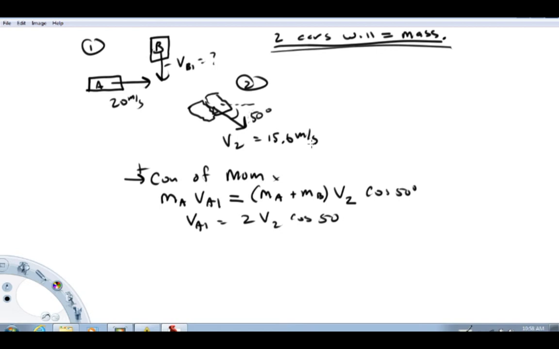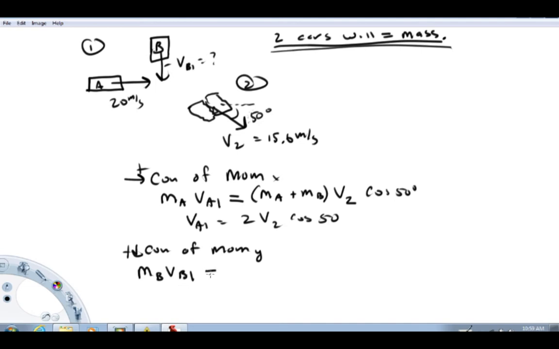Another unknown in this problem is VB1, the velocity of car B in picture 1. We can get that by writing another conservation of momentum equation, in the y direction, with down positive. Looking at picture 1, this is the car that has a momentum in the y direction. That momentum is mass B times VB1. It's positive only because I've defined down as positive. Had I defined up as positive, we'd put a minus sign in front of that.